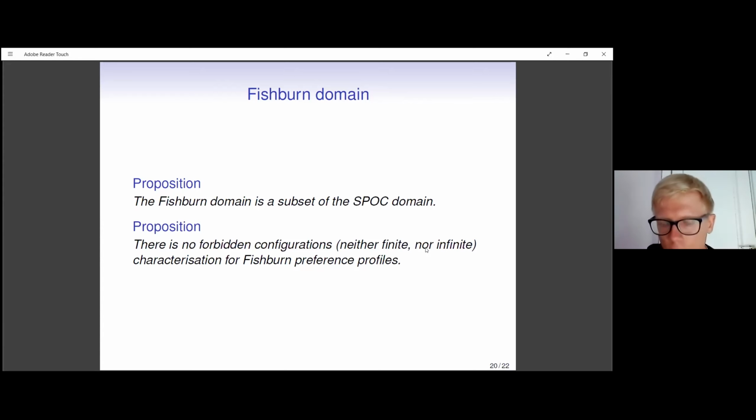So we can detect, but algorithmically, even without this characterization, we can detect the Fishbone domain. So we can think about constructing the single-peaked on a circle domain, firstly, and if this preference profile is single-peaked on a circle, then after that we can check whether this preference profile is Fishbone or not.